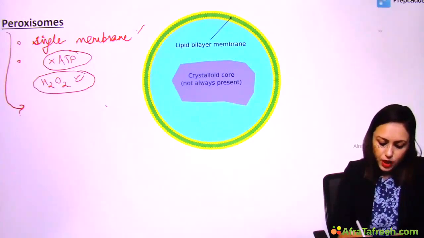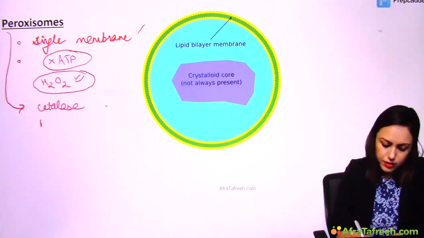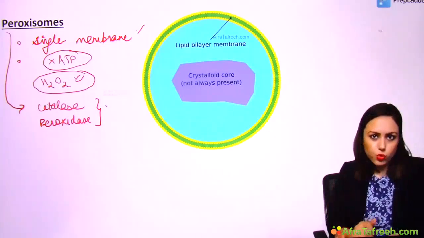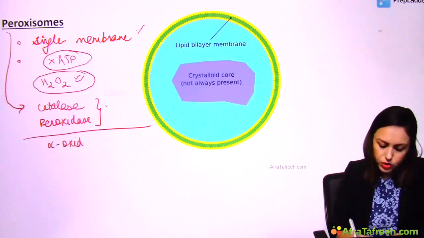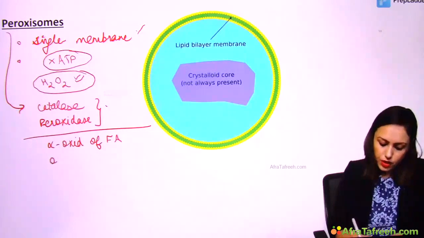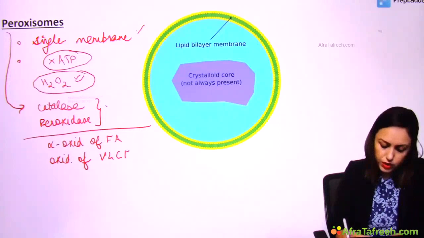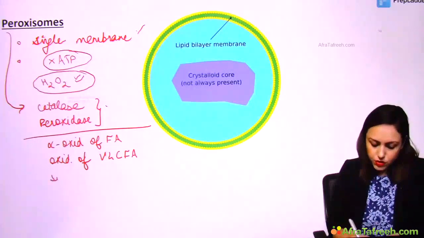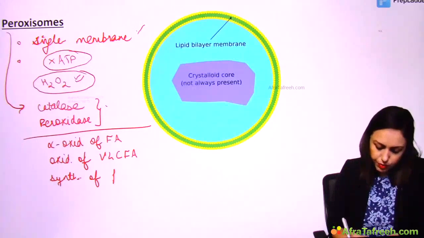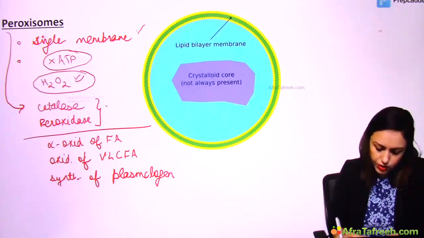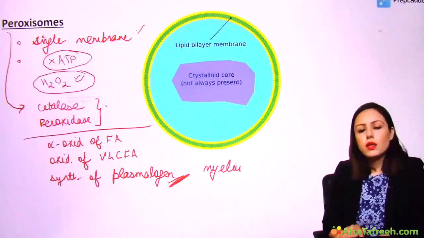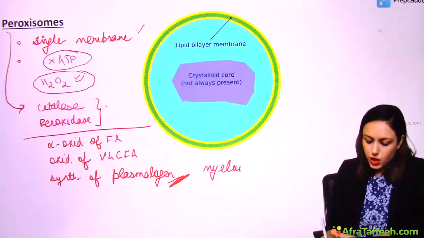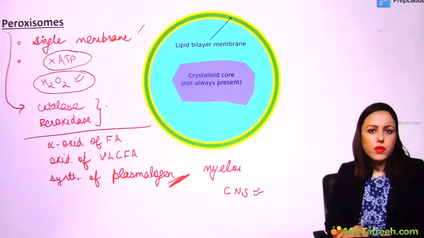Therefore, peroxisomes have enzymes like catalase and peroxidase for the destruction of this regularly forming H2O2. Now, which pathways occur in peroxisomes? Alpha oxidation of fatty acids occurs here. Oxidation of very long chain fatty acids occurs here, and synthesis of plasmalogen occurs here, which is the main phospholipid of myelin in the brain. That's why any disorder in peroxisomes is going to affect the CNS, right?